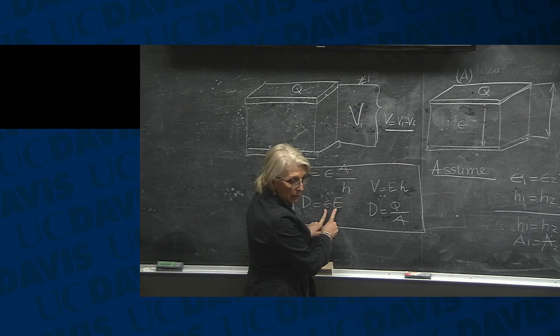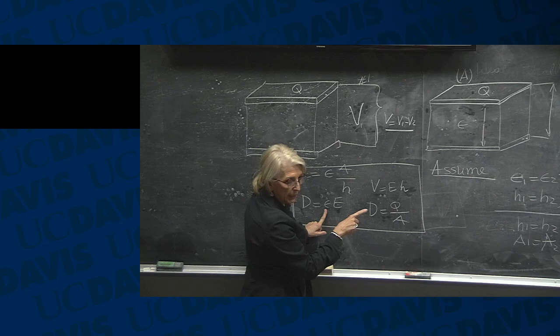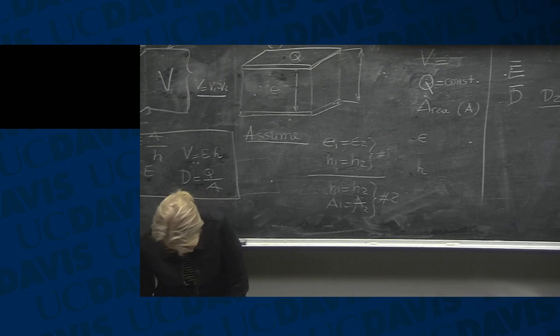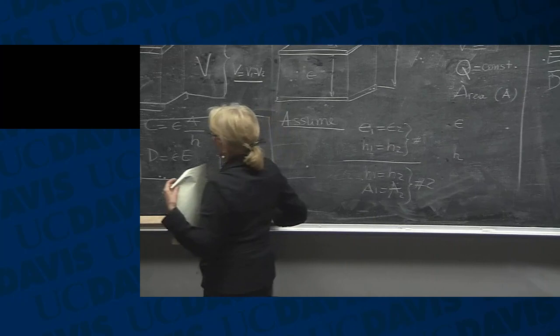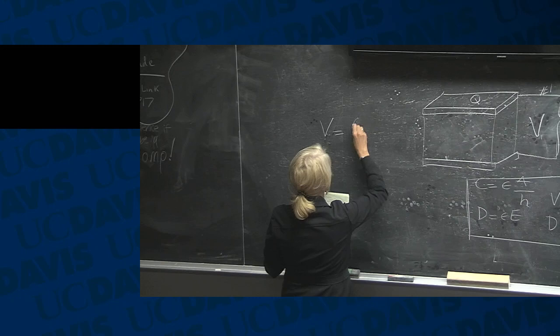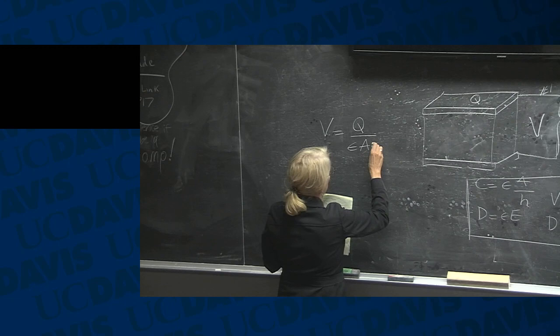What happens to D? No, no, I know. Okay. What happens to E? Constant. Yeah. What is V? E times the thickness, H. Let me see which one. Tell me, right, tell me.